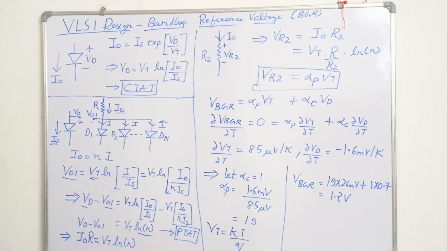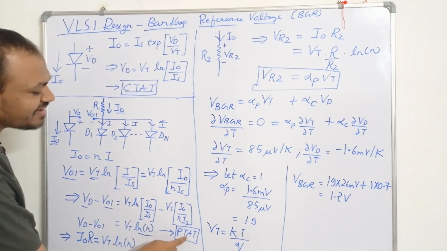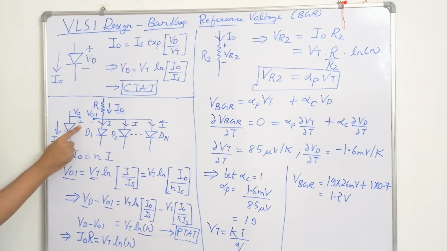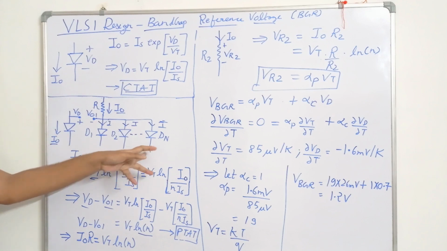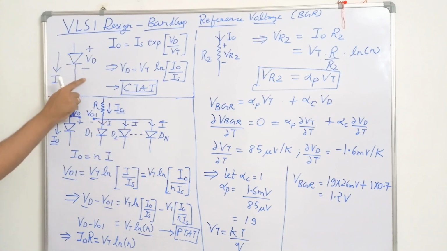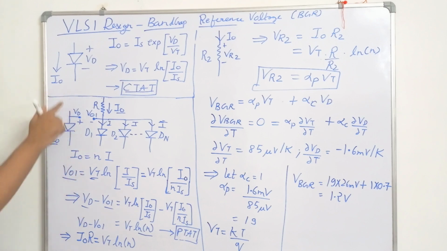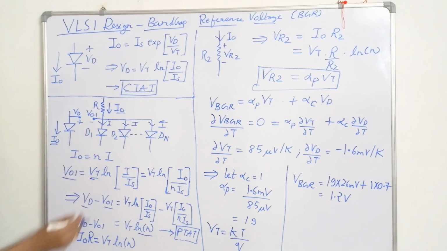But consider that for a PTET device, we also needed this diode. This complete circuit is a PTET device, but this diode is a CTET device. So for a PTET device, we need a CTET device also.